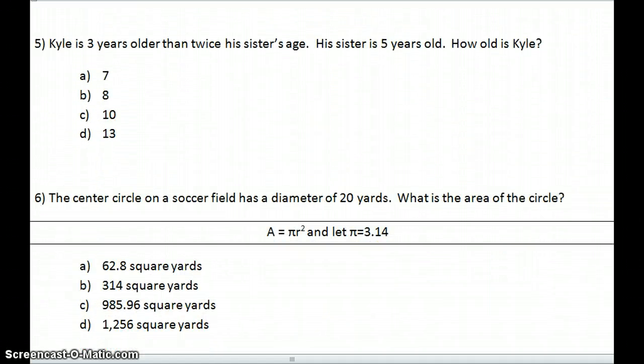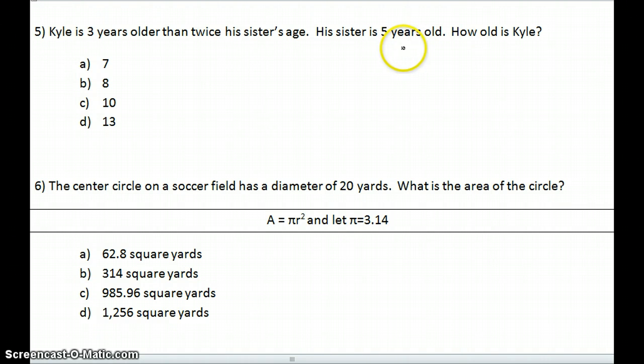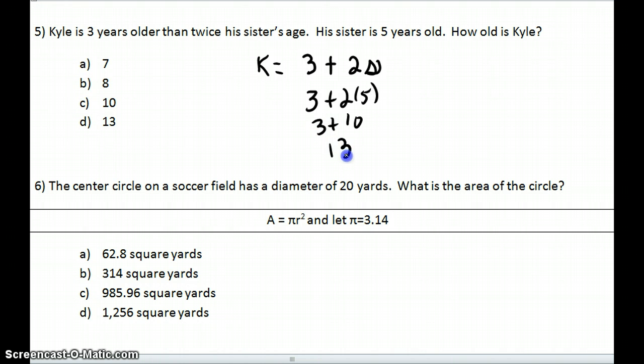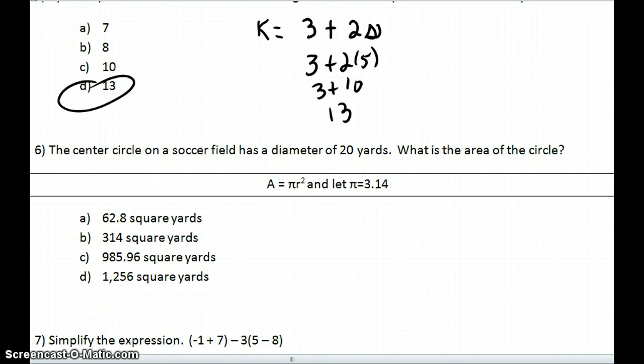Number 5, Kyle is 3 years older than twice his sister's age. His sister's 5 years old. How old is Kyle? So what I'm going to do is put Kyle is 3 years older, that means plus 3, than twice his sister. And I'm just going to use S here. This represents Kyle's age. We know his sister's 5, so we plug in. We do the work. Kyle's 13.